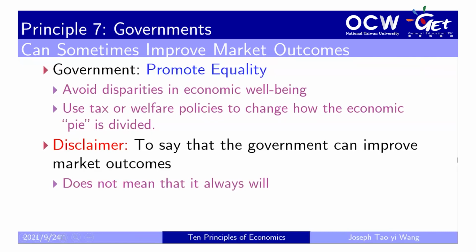One thing I do want to say, there's a disclaimer. The government can improve market outcomes. That does not mean the government always will improve market outcomes. There is actually governmental failure as well. You can imagine if the government is run by a dictator, he might be maximizing the wealth of his own family or himself, instead of the well-being of the whole society. Even for a democratic government, there could be other problems. So the government can sometimes improve market outcomes, but it does not mean that it will always do so.